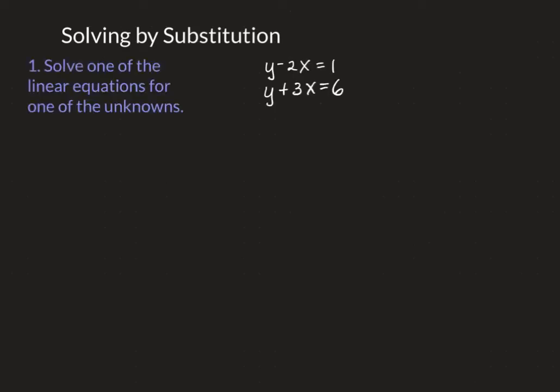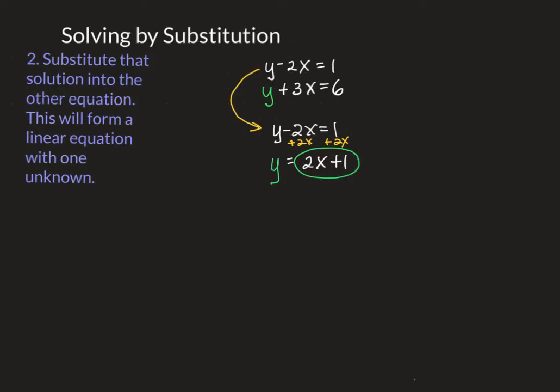The first method we will talk about is solving by substitution. The first step of that is to solve one of the linear equations for one of the unknowns. So using algebraic techniques, we solve that first equation for y to get y equals 2x plus 1. And now we can take this value that is equal to y and substitute it into the second equation and solve that. So the second equation, let's bring it down here to work on it, becomes, instead of y, I'm going to put in 2x plus 1.